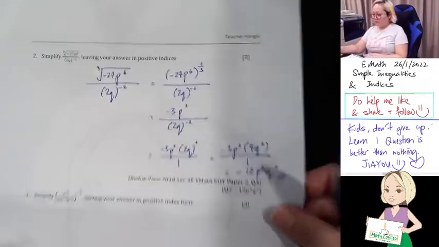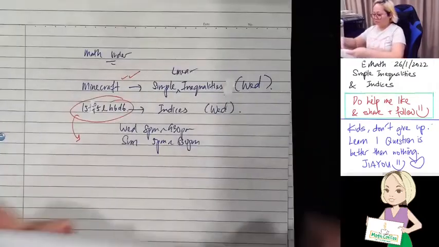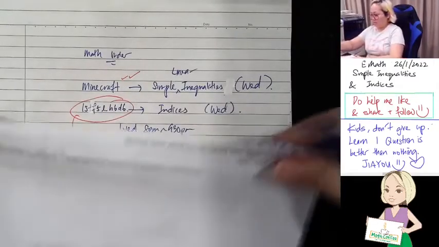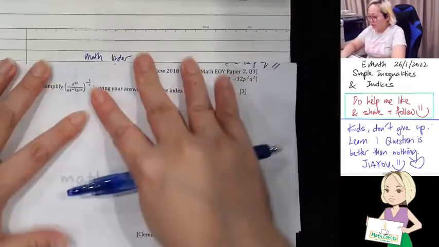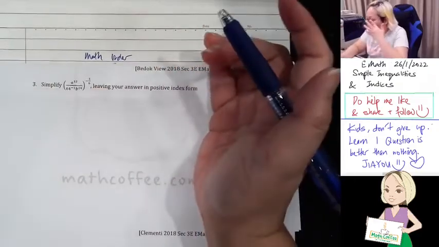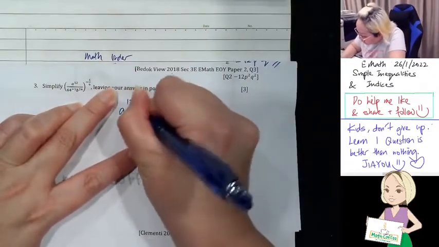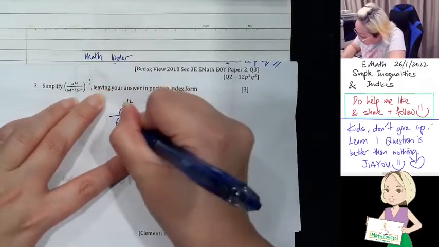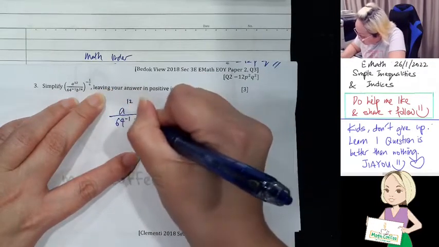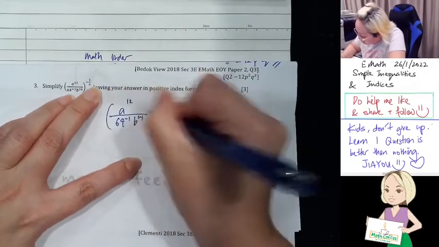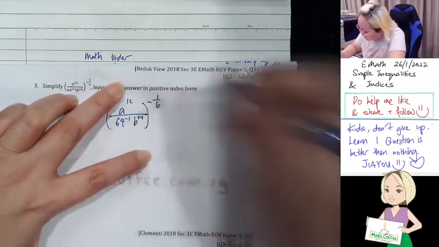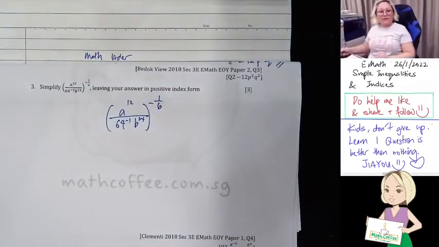Okay, let's move on. Okay, over here, this one. A: 12 over 64 minus 1. B: 24 negative 1 over 6. This one is a tough one, tough one.